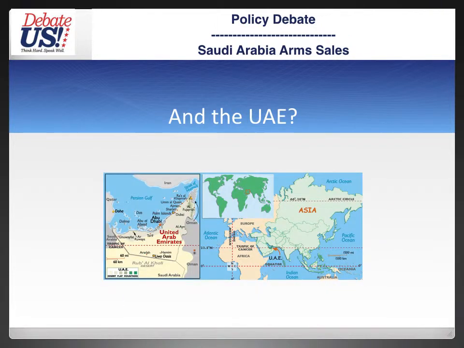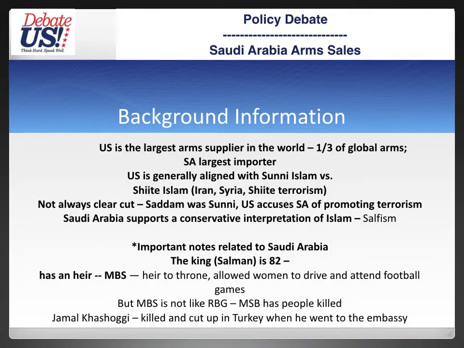And as I mentioned, you can see the UAE. You can see it in a little more detail on the map to the left, right where it is located. And on the right, you can see that it fits right in there with Saudi Arabia. Now, in terms of a little bit of background information, as you already learned in the general topic lecture, the U.S. is the largest arms supplier in the world. The United States essentially supplies approximately 1/3 of global arms. Saudi Arabia is the largest importer. So you have the largest exporter of arms selling weapons to Saudi Arabia, which is the largest importer.